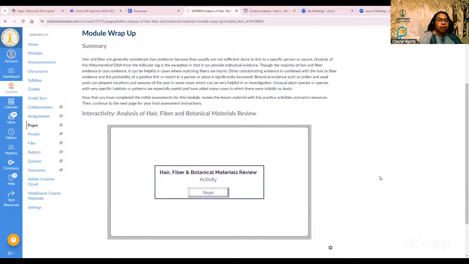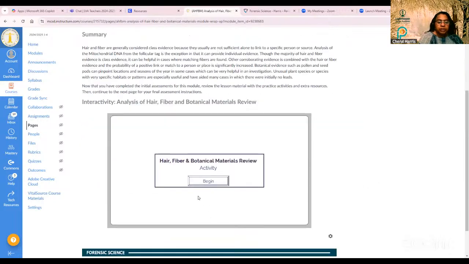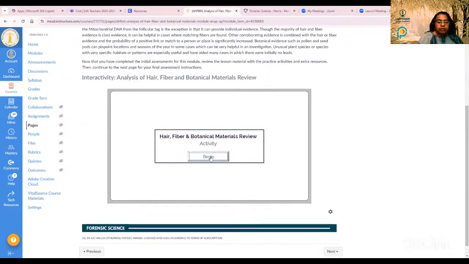All right, so this is, like I said, the module wrap up for hair, fiber, and botanical materials analysis. So go through this activity for the next few minutes and review that. It's been a minute since we have looked at this unit, since we've been doing the other activities, but we do need to close this out. So Wednesday, we will have a unit exam on hair, fiber, and botanical materials.